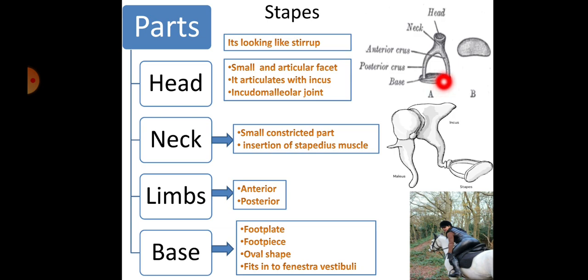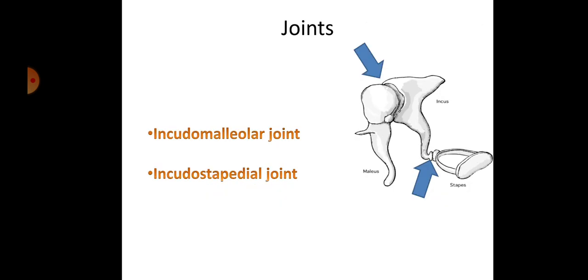This base is also known as the foot plate, or foot piece. The foot plate is oval in shape, and it fits in the fenestra vestibuli. That is very important. And to the neck region there is one muscle inserting, that is called the stapedius. So this is about the stapes.